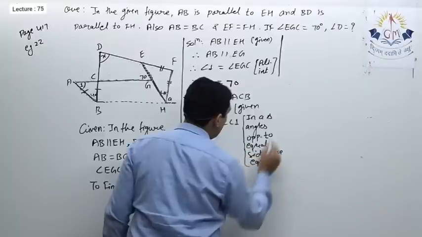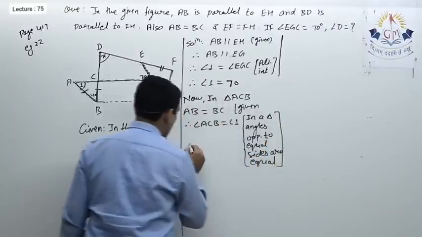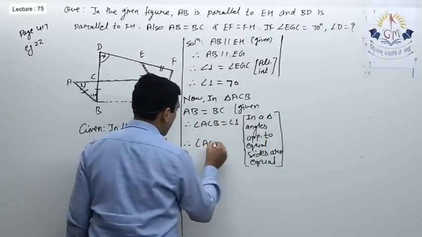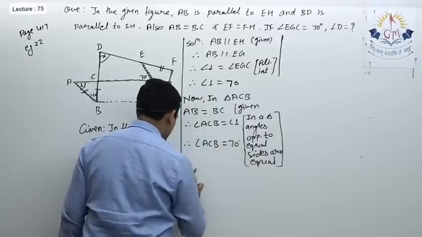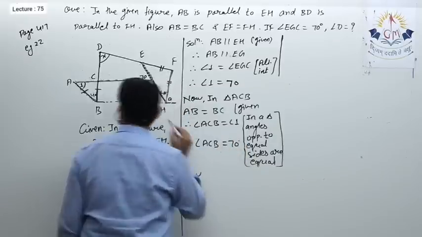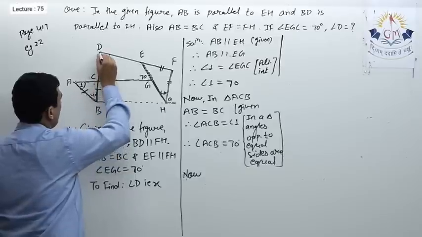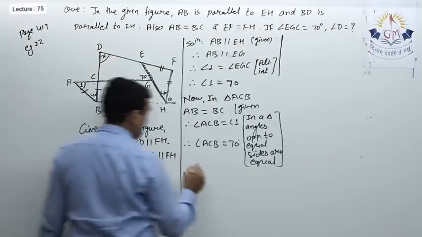Okay, you have to write the complete reason over here. Therefore I can say angle ACB is equal to 70 degree. Now see, now I got angle ACB 70 degree, so I can get angle DCG.